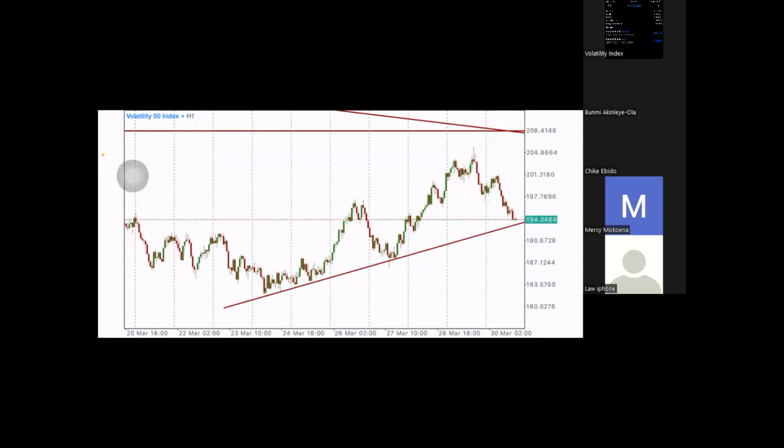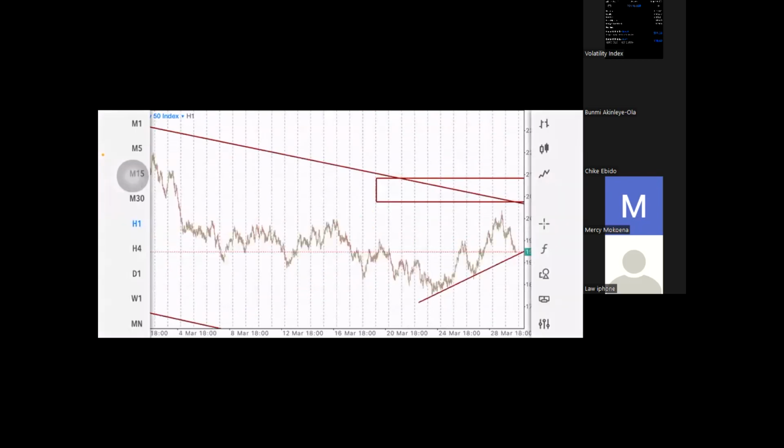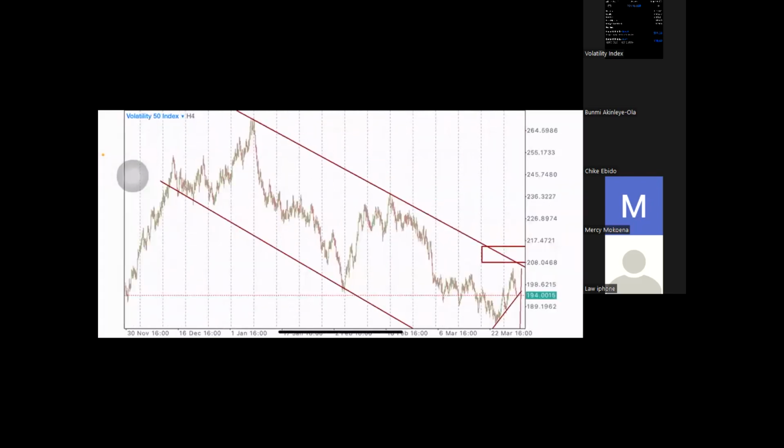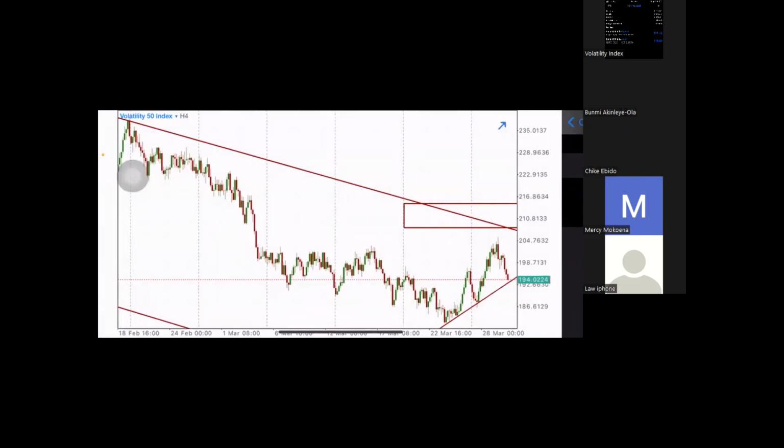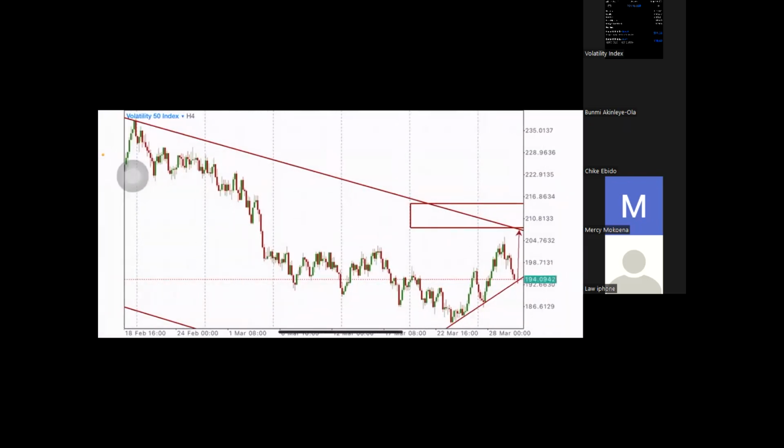This is just the summary of everything I'm saying for Volatility 50 Index. If Volatility 50 Index falls tomorrow, join the trend and sell it. But if it's buying, that means it's going back to touch this trend line and then fall from there.